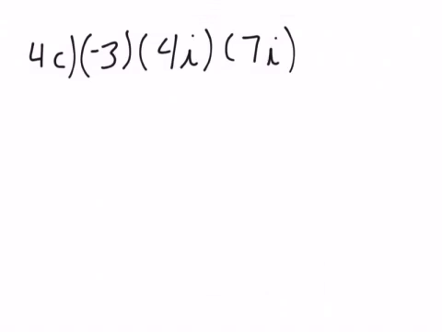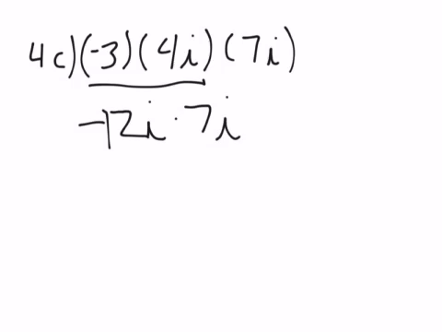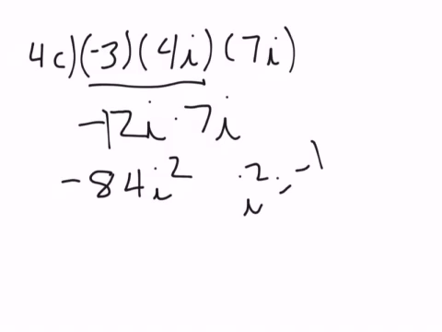Alright, so with this one, we just need to kind of multiply them 2 at a time and work it out. So we're going to multiply these two guys together, so that gives us negative 12i times 7i. So now we got to multiply these two guys together. So negative 12i times 7i, well, that would give us what? Negative 84i squared. Remember that i squared equals negative 1, so we'd simplify this down to be negative 84 times negative 1, which would be a positive 84, and we're done.